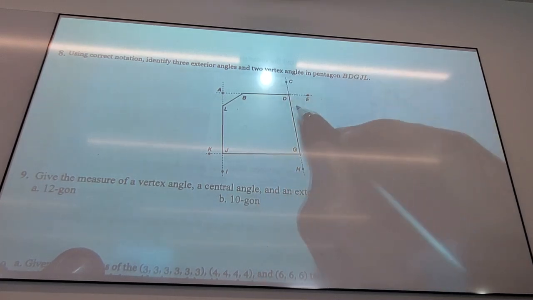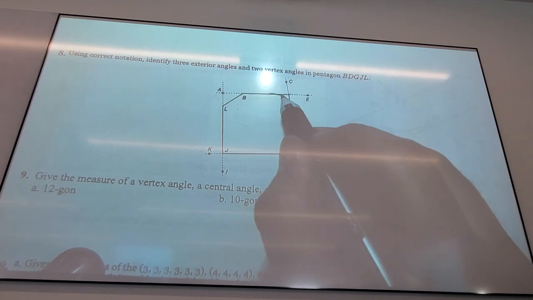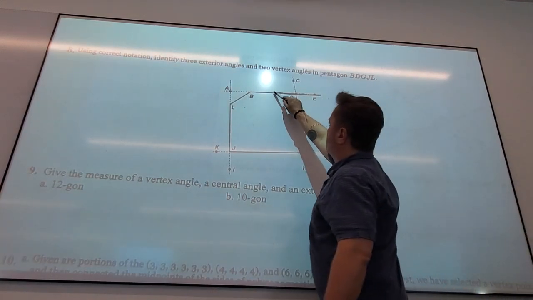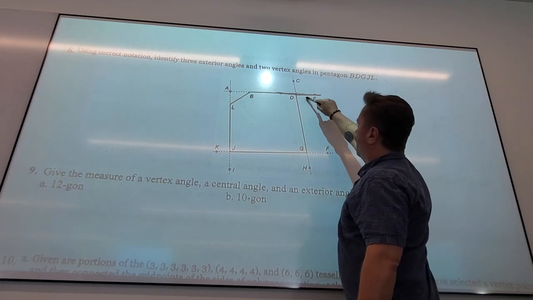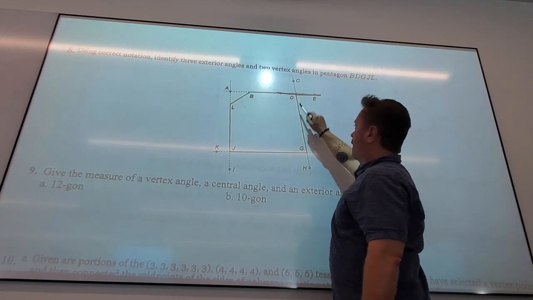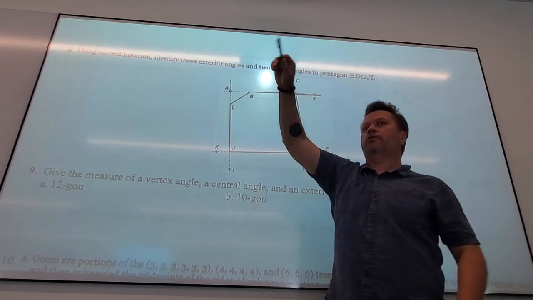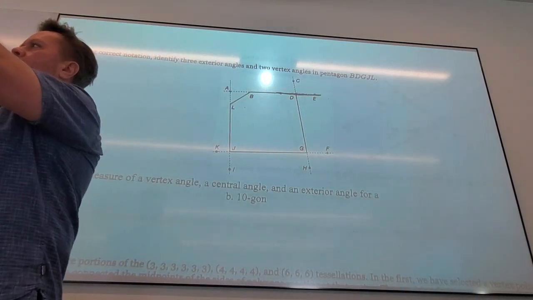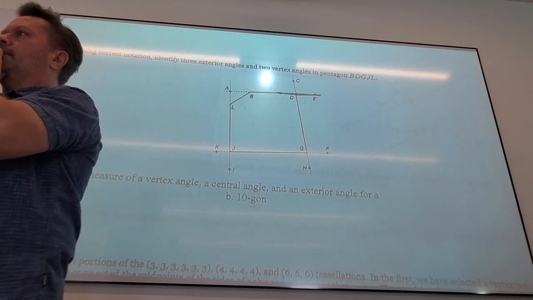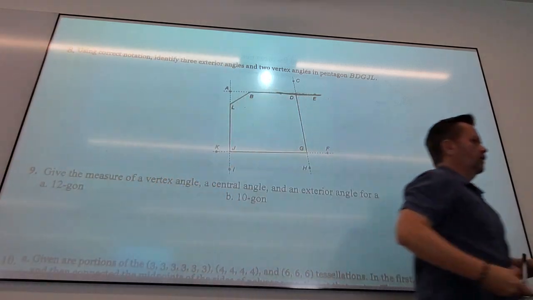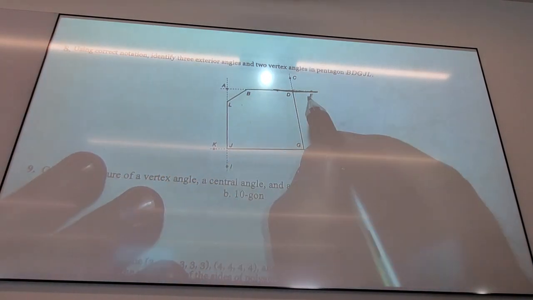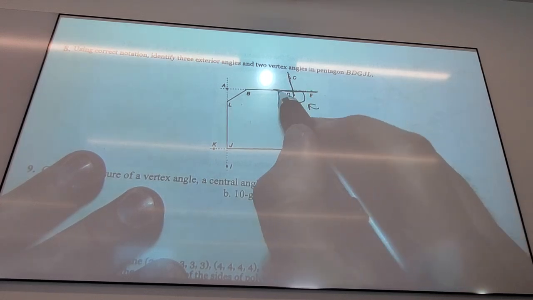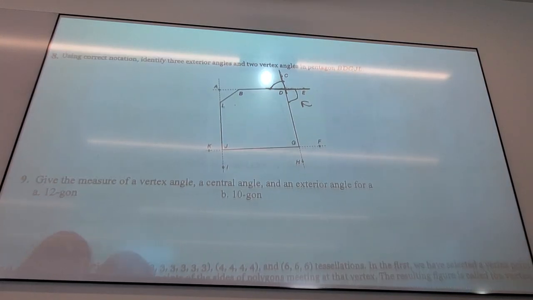Let me make sure you guys really understand this. If I look at this extended side, this is the exterior angle for that. Remember, how do I create exterior angles? I just take any side and continue it, and then it's the angle that's closest to the next side, right? So if I continue this one, this would be an exterior angle. If I continue this one, this would be an exterior angle.